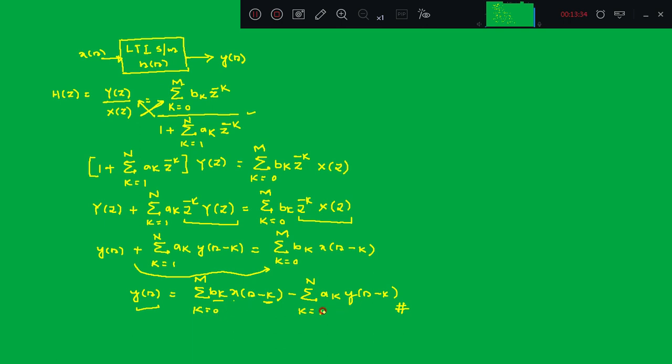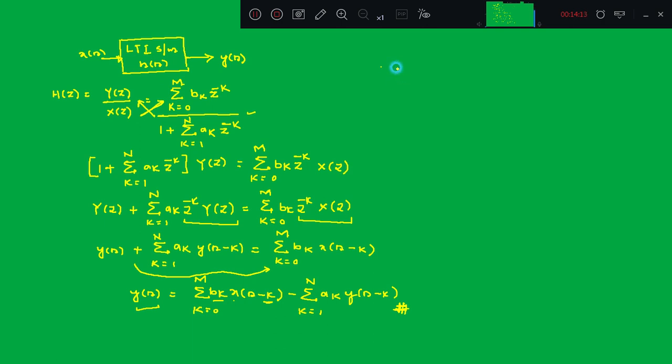Similarly here, if you substitute k is equal to 1, you will get y of n minus 1. So this is the past output. So the output y of n is the weighted sum of the present and past inputs as well as the past outputs, right? If you know this time domain equation, you can easily realize the direct form 1 structure for the IIR filter. So let me start the direct form 1 structure, right? On one side I will write x of n.